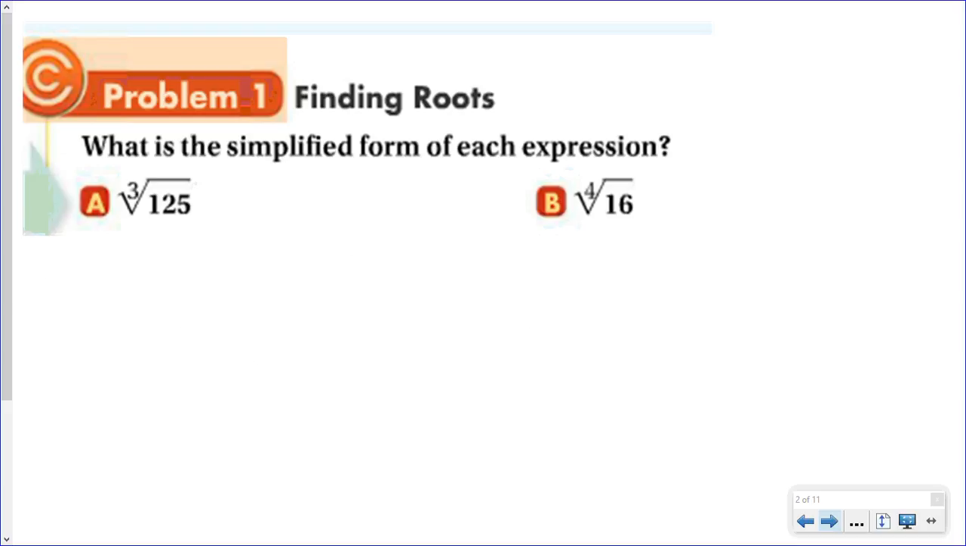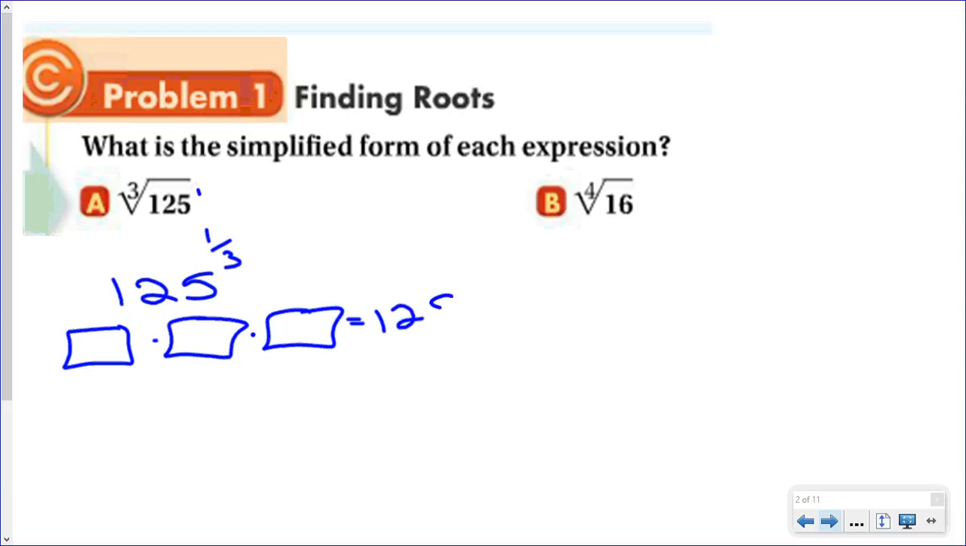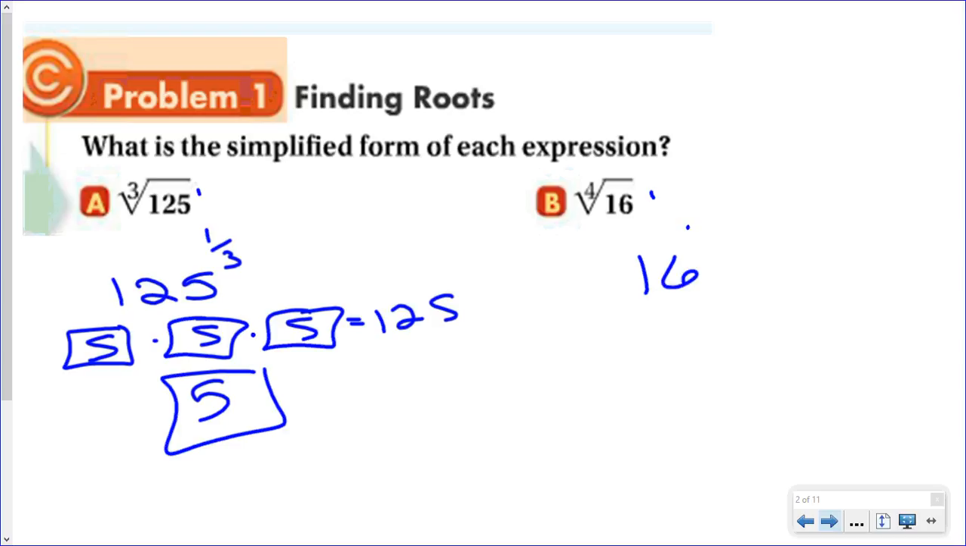What we want to do is find a simplified form of each expression. That 125 is raised to the first power, so we'd have 125 with the 1 on top and your index number on the bottom. This is something we've seen before. What number times itself 3 times equals 125? That answer is 5. For the next one, there's a little exponent of 1 on the 16. So you'd have 16 raised to the 1/4 power, and your final answer for this one would be 2, because 2 times 2 times 2 times 2 is 16.